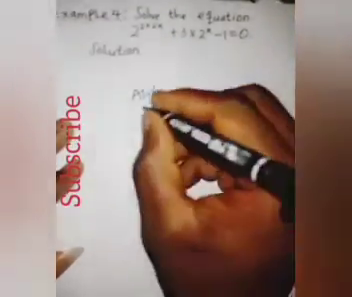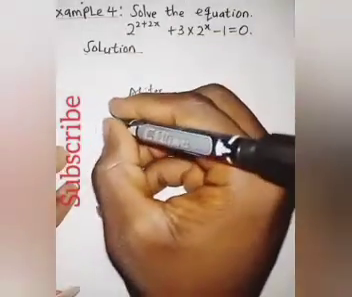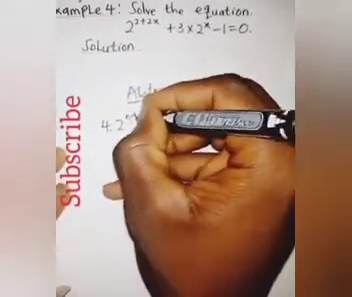Later, an alternative method to that. So from that question, let me write it again. 4 dot this n plus 1.